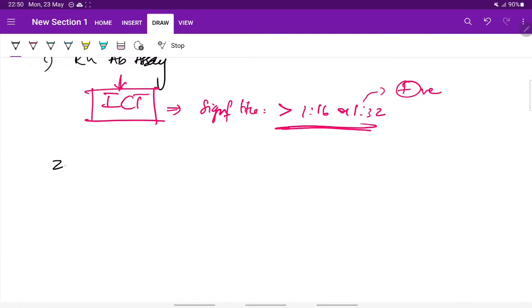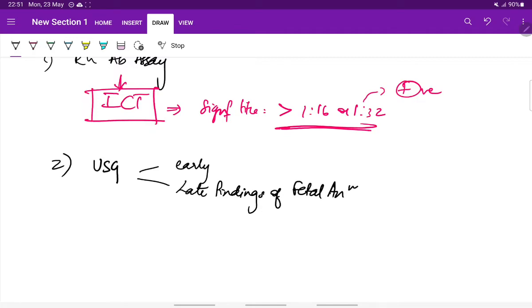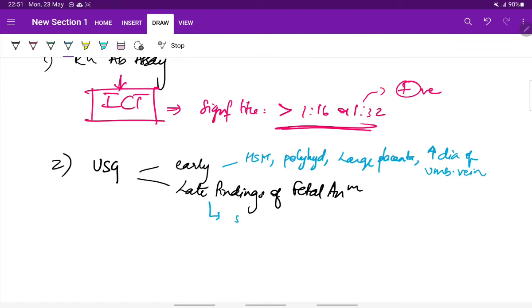Second is the ultrasound evaluation of the fetus. Here we look for the early and the late findings of fetal anemia. The early findings include hepatosplenomegaly, polyhydramnios, large placenta, and increased diameter of umbilical vein. Whereas the late findings include scalp edema, pleural and pericardial effusion.